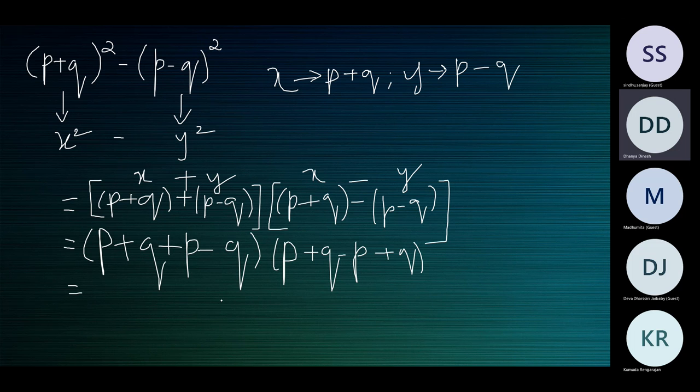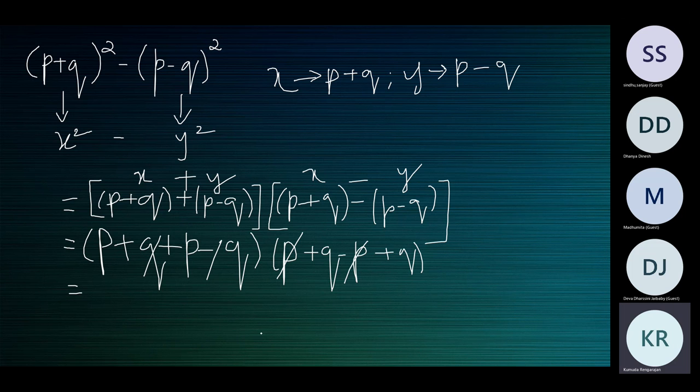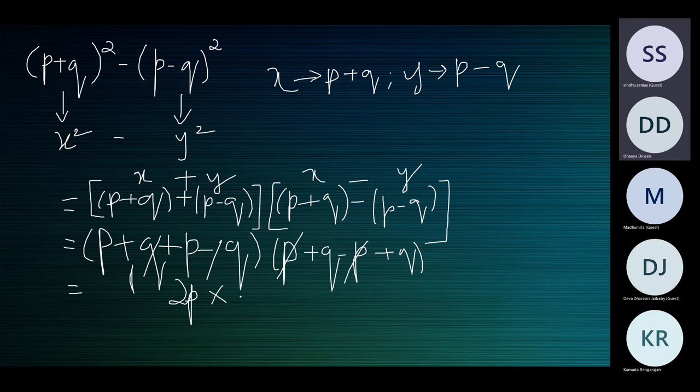Ma'am, plus P and minus P get cancelled. And minus Q and plus Q get cancelled. So what remains in the first bracket? 2P, ma'am. Correct. 2P into? 2Q, ma'am. So what's the answer? 4PQ, ma'am.